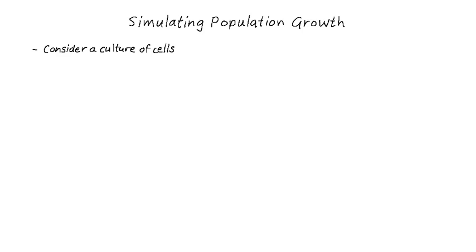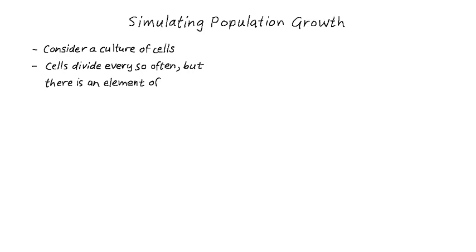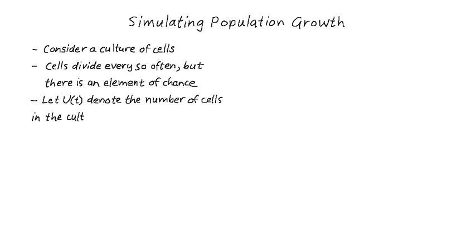Let's dive right in. Consider a culture of cells, maybe a population of yeast cells in a petri dish. These cells divide every so often, but we're never precisely sure when a division event will occur. There's uncertainty in that regard. Let u(t) be the number of cells in the culture at time t, and let's say we start off with just one cell at time 0.